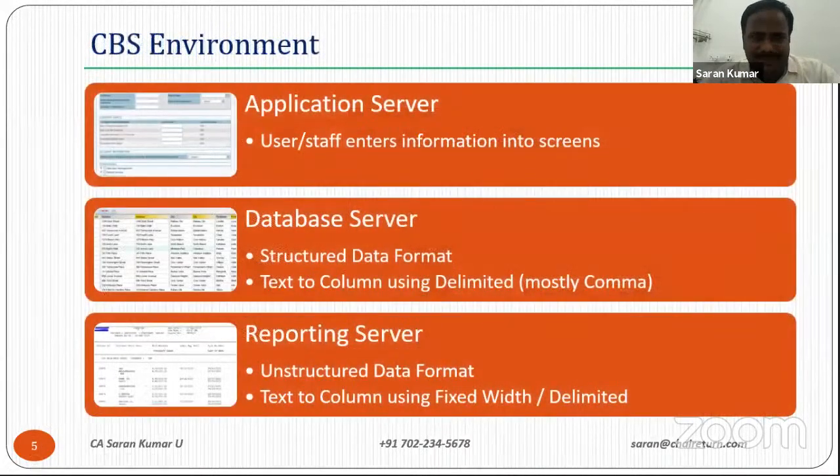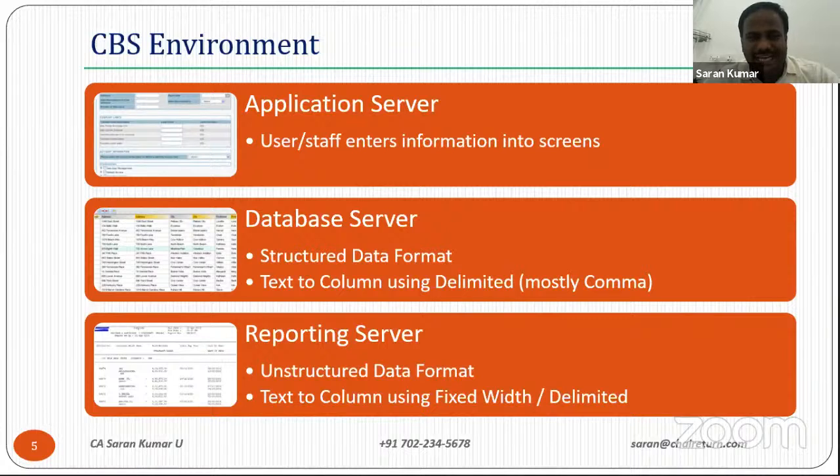This is what the CBS is at the higher level, if I want to explain. The CBS has 3 parts: application server, database server, and the reporting server. Application server is basically the front end, which operating staff use. As a user, once you log in to net banking, you use it. And application server has many facets. Okay, a lot of people use it.